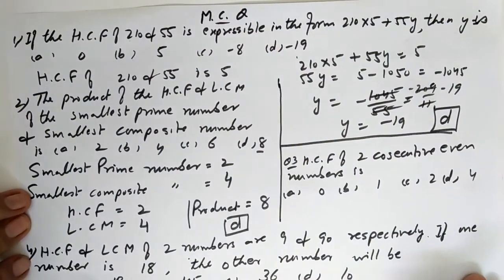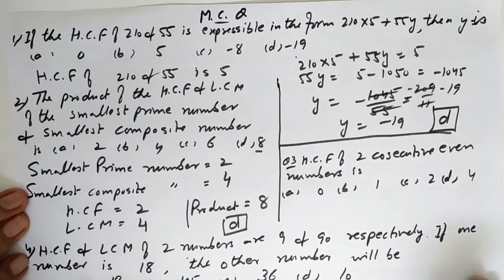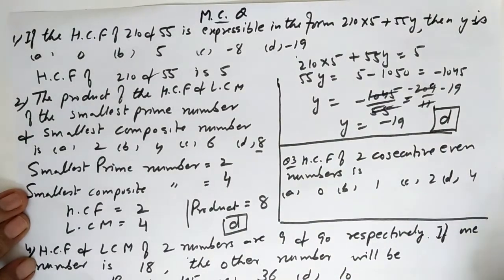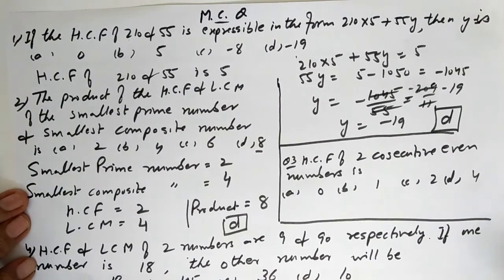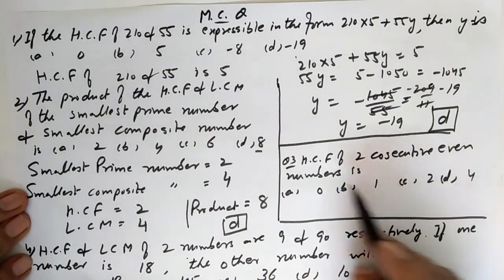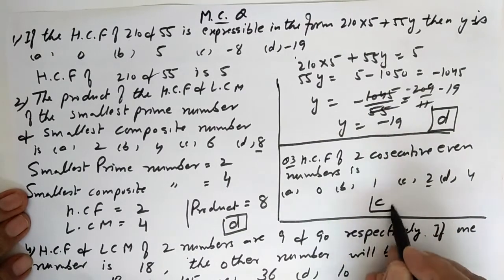Question number 3. HCF of two consecutive even numbers is. Consecutive even numbers जो हैं उनमें हमेशा 2 का डिफरेंस होगा. 2, 4. HCF is 2. 6, 8. Common factor will be 2. 2 into 3, 2 into 4. 8, 10. 2 into 4, 2 into 5. So it is very simple. Our HCF will be 2. This is C choice.